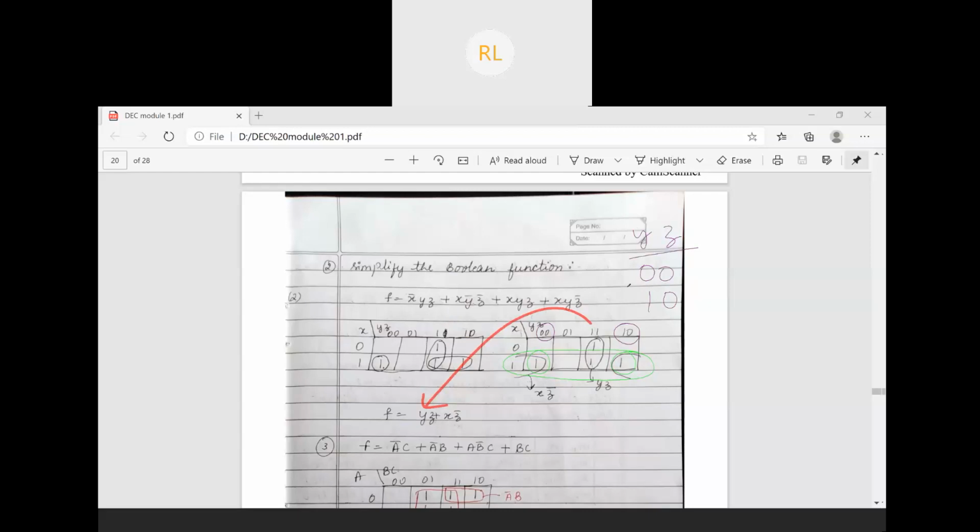So 0, 1 will get cancelled. So I have only 0, which is the same thing left out. So this is nothing but my z bar. So this z bar is actually coming here, and here what do I have? I have x, which is high. So this x comes here. Is it clear, students? Yes, sir.